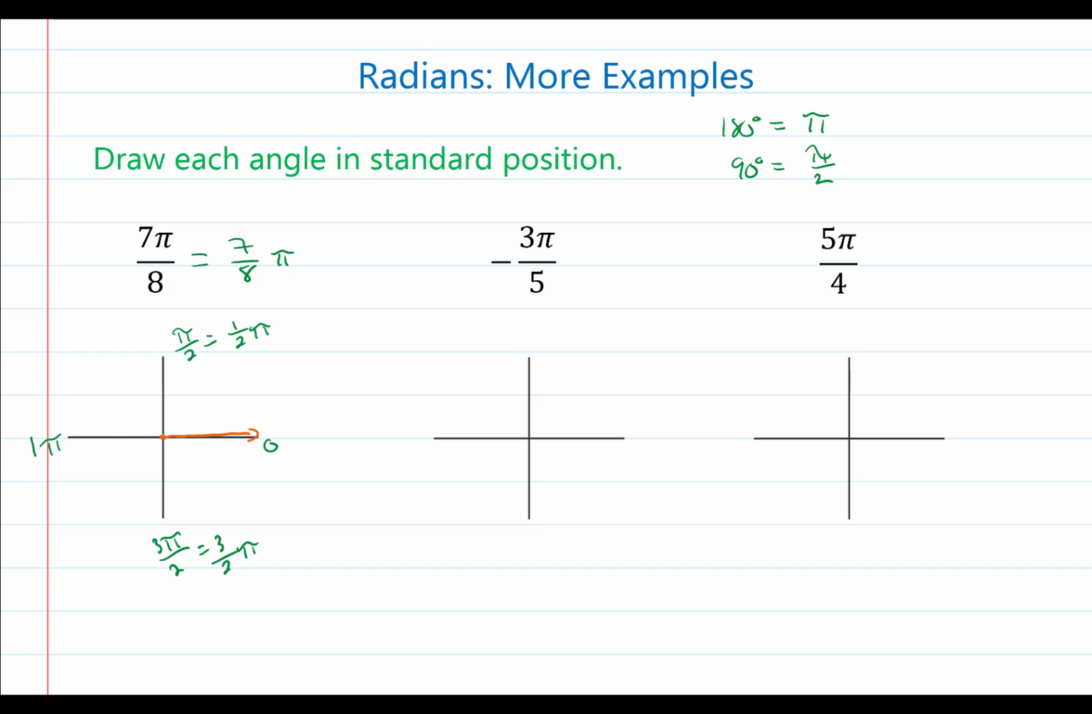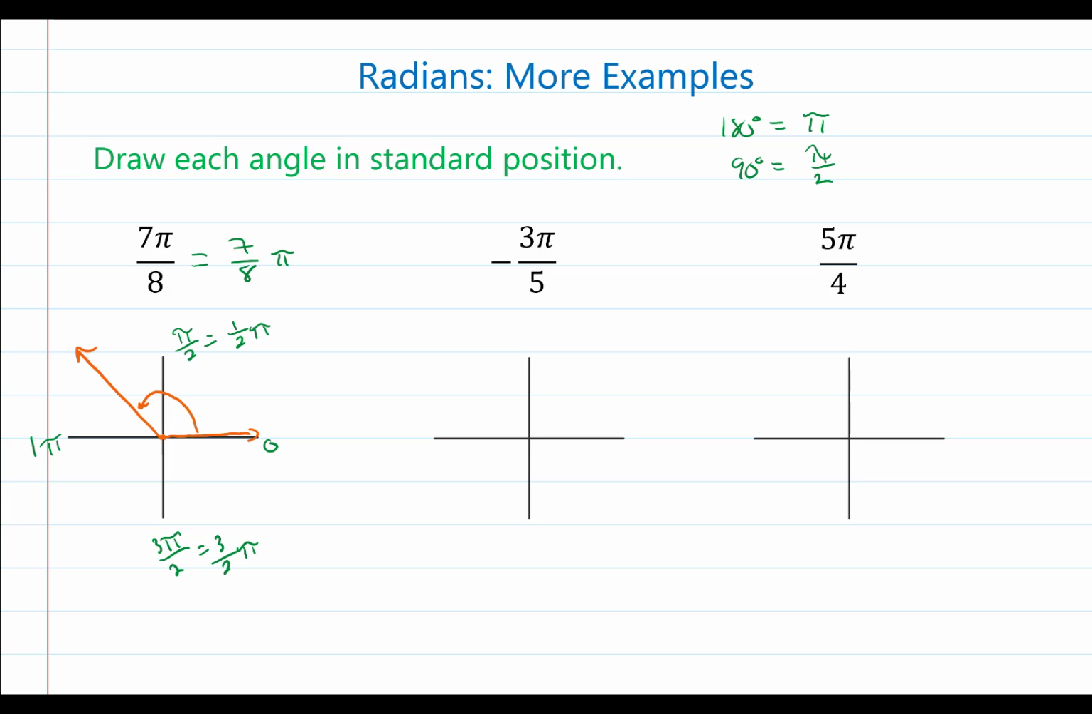Is 7/8 between 0 and 1/2? No, it's larger than 1/2. Is 7/8 between 1/2 and 1? Yes, it is. So therefore, we are going to put the terminal side in quadrant number 2, and so this is our angle 7 pi over 8. Again, this is a sketch. It's not 100% accurate. It's just simply a sketch. Let's go to the second problem.